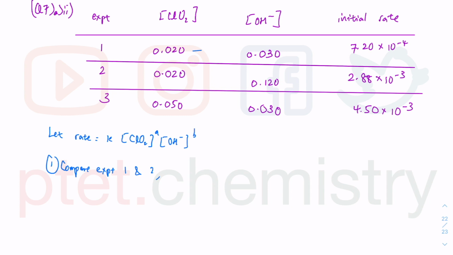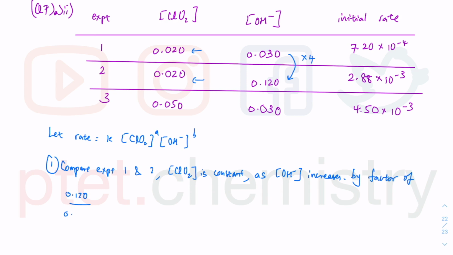If I compare experiment 1 and 2, you can see that ClO2 is constant. The concentration of ClO2 doesn't change, as the OH minus increases by how many factor? Increases by a factor of 4, obviously you can see, 0.120 divided by 0.030. What happened to the rate? The initial rate also increases, as you could see, 10 to the minus 4 to 10 to the minus 3, by a factor of, well, you can show it on your calculator.